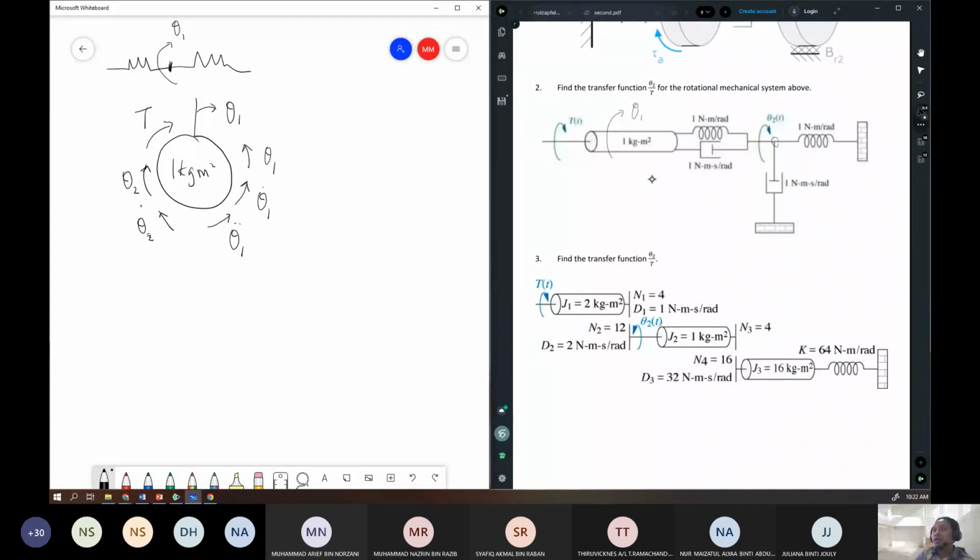Then we can write the equation of motion for this one. So we have theta 1 double dot plus theta 1 dot plus theta 1 minus theta 2 dot plus theta 2 equals T. Okay, you can write in terms of frequency.